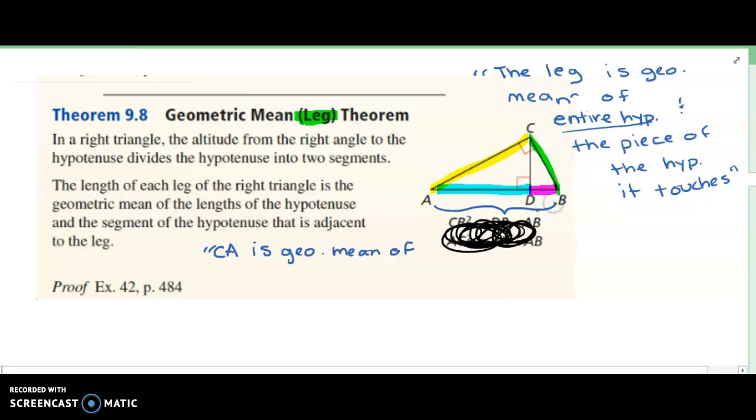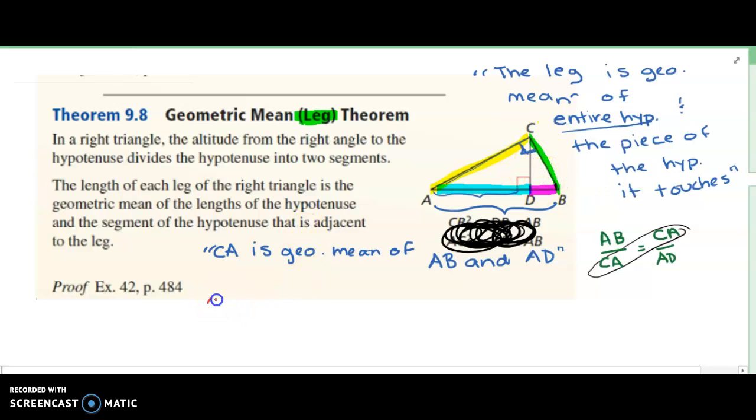Well, isn't AB the entire hypotenuse of this big triangle? If this is the right angle, AB would be the hypotenuse. So CA is the geometric mean of AB and the piece of the hypotenuse it touches. So we're talking about CA. It touches this part of the hypotenuse, so AB and AD. And if that's the case, then I could say AB over CA equals CA over AD. Remember, the geometric mean is always opposites of each other. Okay, so that's for one leg. We do it for the other leg.